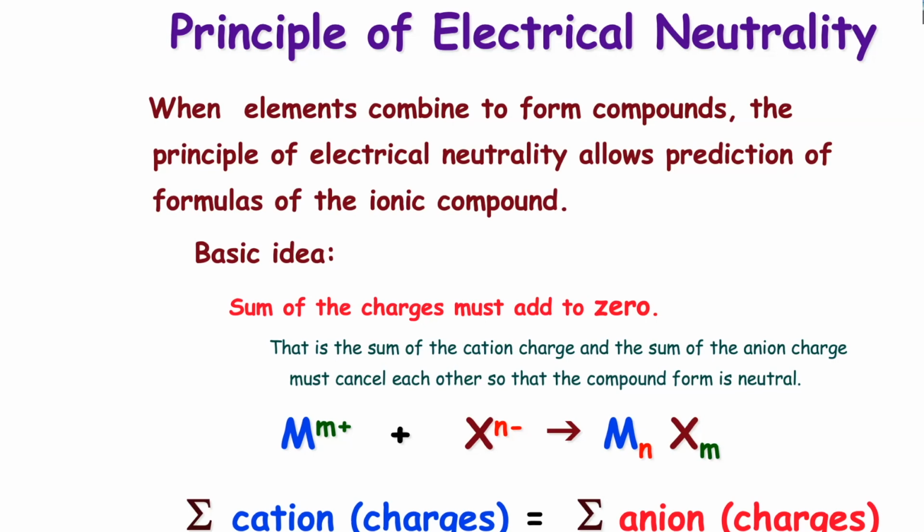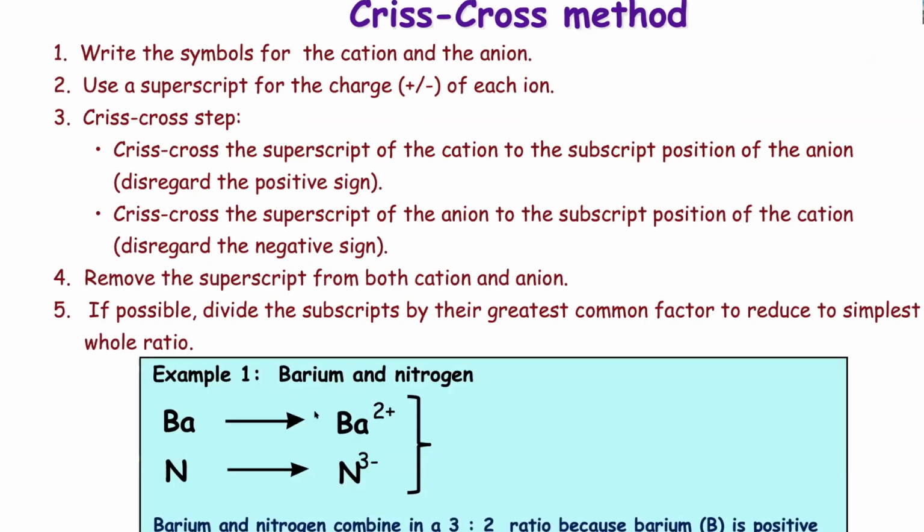But sometimes it's not that easy. Let's say we have barium. If you look at barium in the periodic table, it's in the 2A family, so it wants to give up 2 electrons. And let's say it wants to bond with nitrogen. If you look at nitrogen in the periodic table, you'll see that it wants to gain 3 electrons. It's -3. So how does an atom that wants to give up 2 combine with an atom that wants to pick up 3?